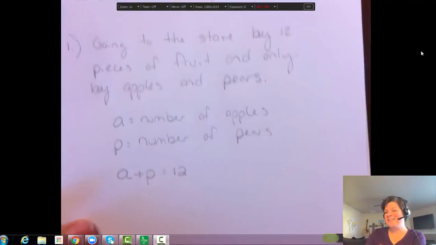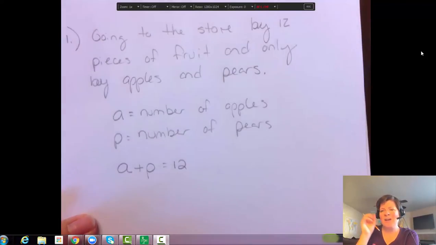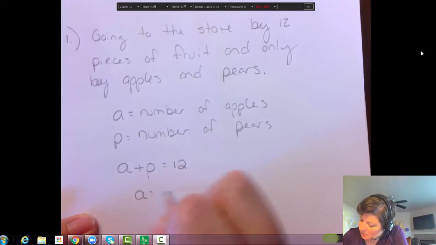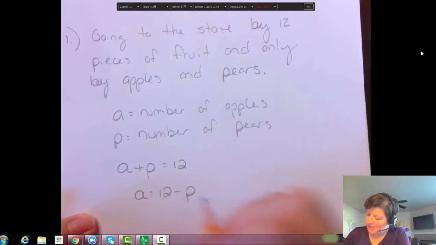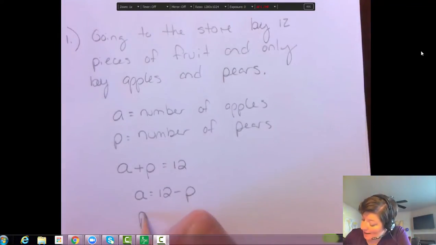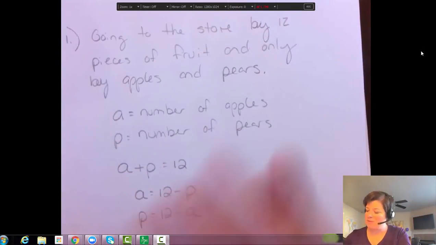Now, that isn't the only way you could write this equation. So I want you to think about equivalent, that means the same, equivalent equations to this one. What else would be equivalent? Well, I could have apples is equal to 12 minus the pears, because there's 12 total. If I take off the amount of pears, that has to be our apples. Same idea for pears. So pears would equal 12 minus the apples. So this is three different ways to write the same situation here.